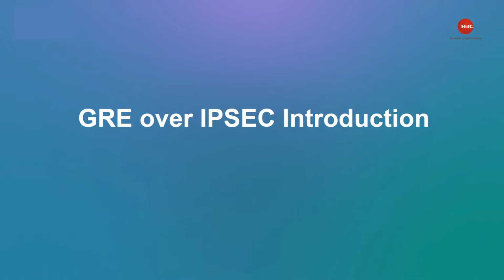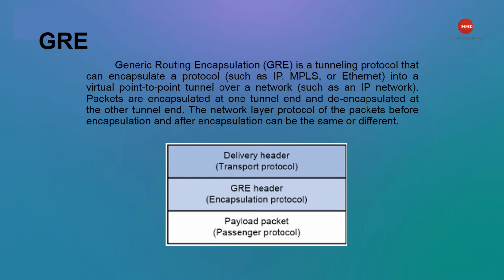Let's briefly introduce the characteristics of the two protocols and the advantages of the combination of GRE over IPSEC. First, let's introduce the GRE protocol. It's a generic routing encapsulation protocol, which is used to encapsulate the data messages of a certain protocol so that these encapsulated data messages can be transmitted in different networks. The path along which the encapsulated data message is transmitted in the network is called a GRE tunnel. It's a virtual point-to-point connection.